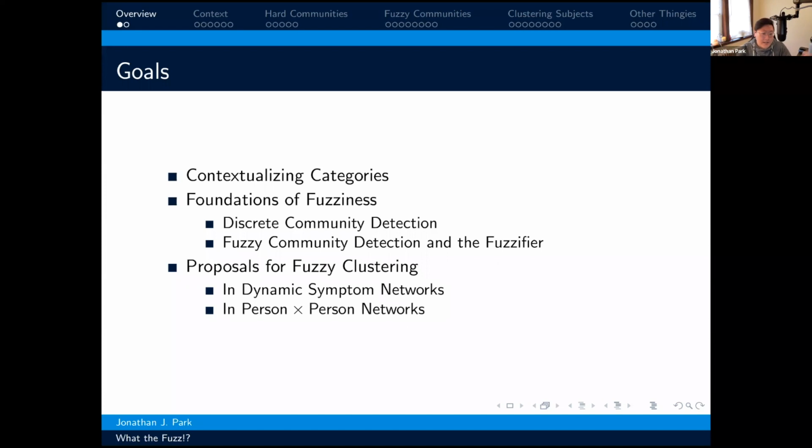And then on top of that, I'll go into the foundations of fuzziness. Initially, I tried to go with alliteration for each of these bullet points, and then I just gave up. So this is why it ends at foundations of fuzziness, but we'll talk about discrete community detection methods, as well as the fuzzy extensions of those. And then I'll briefly mention the fuzzifier, which is an actual term.